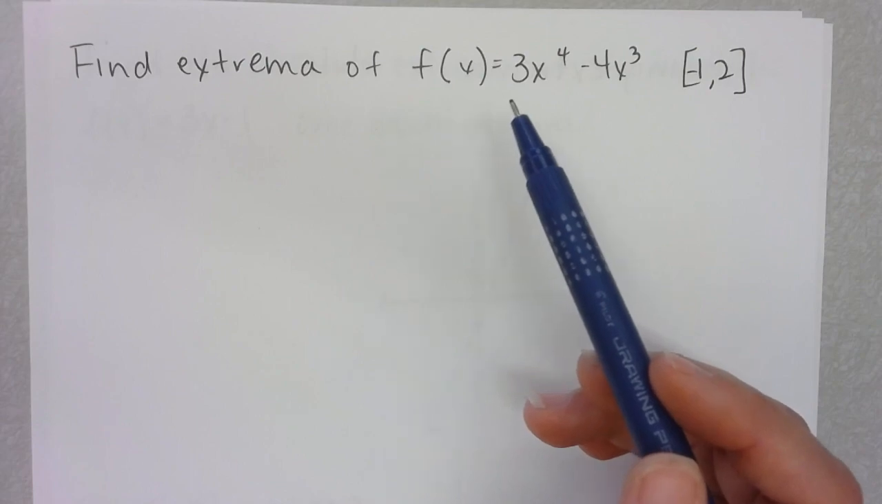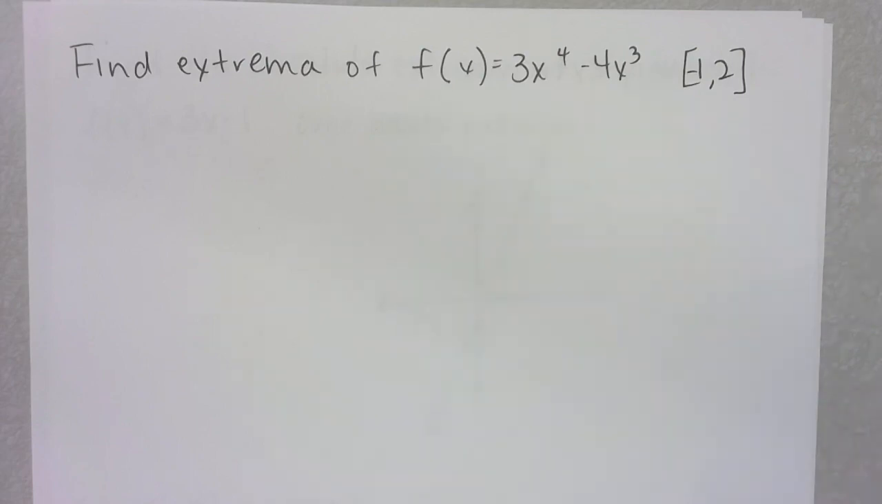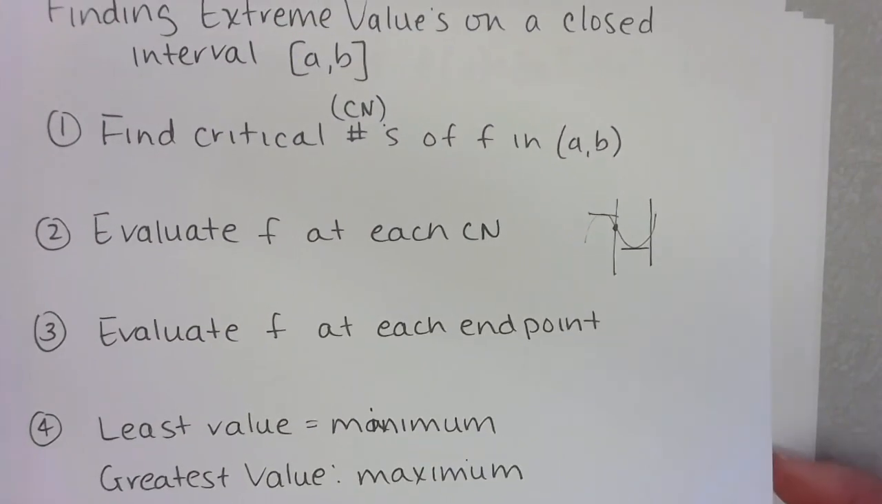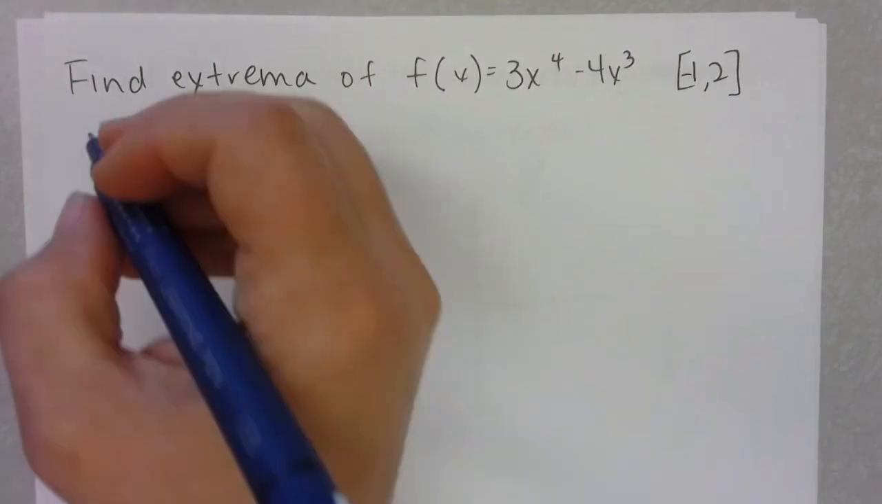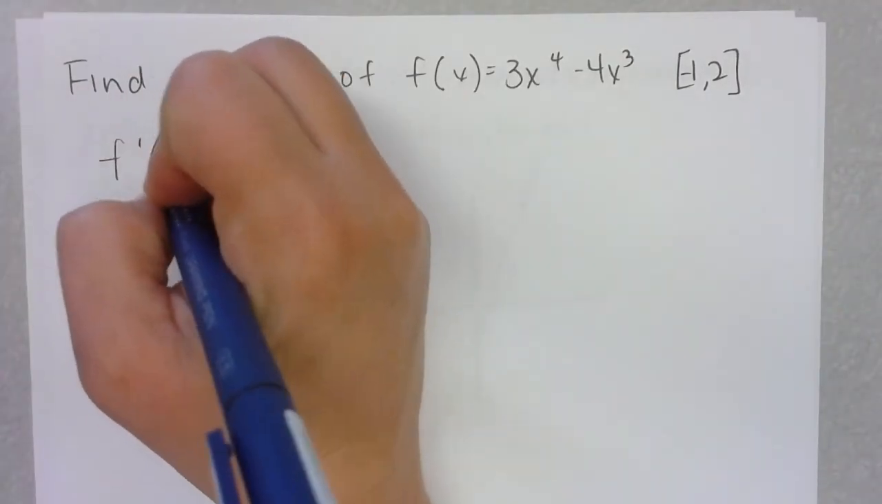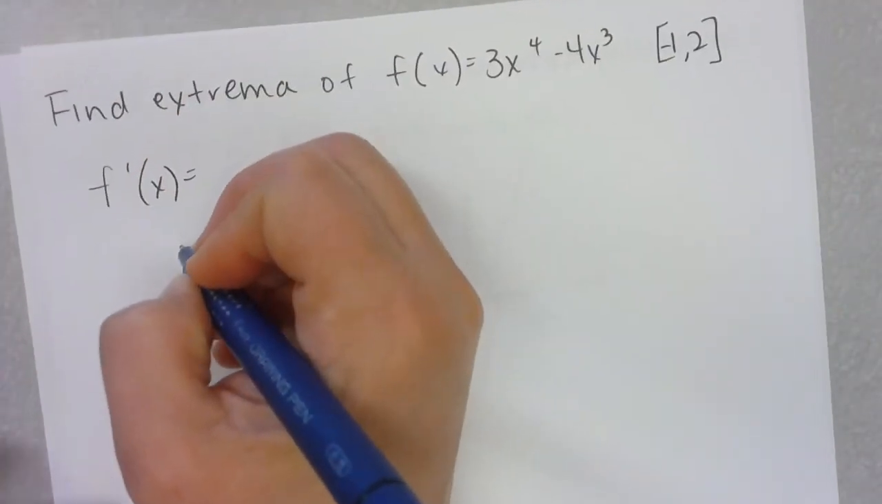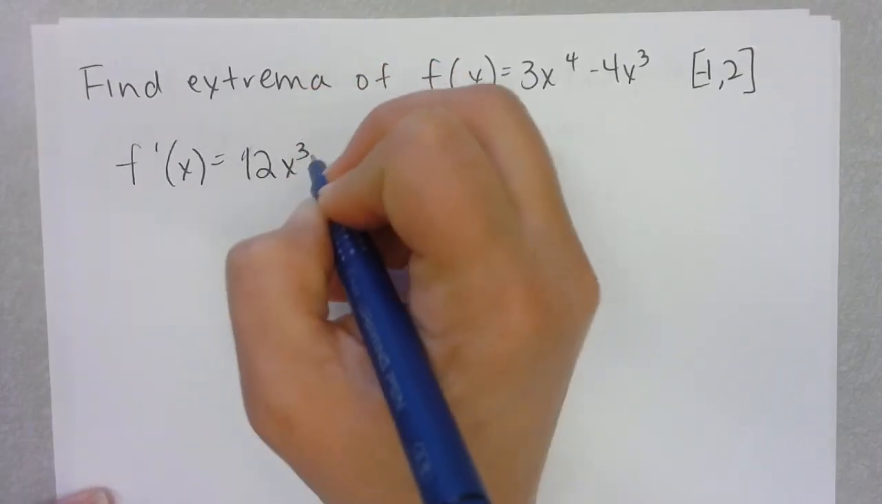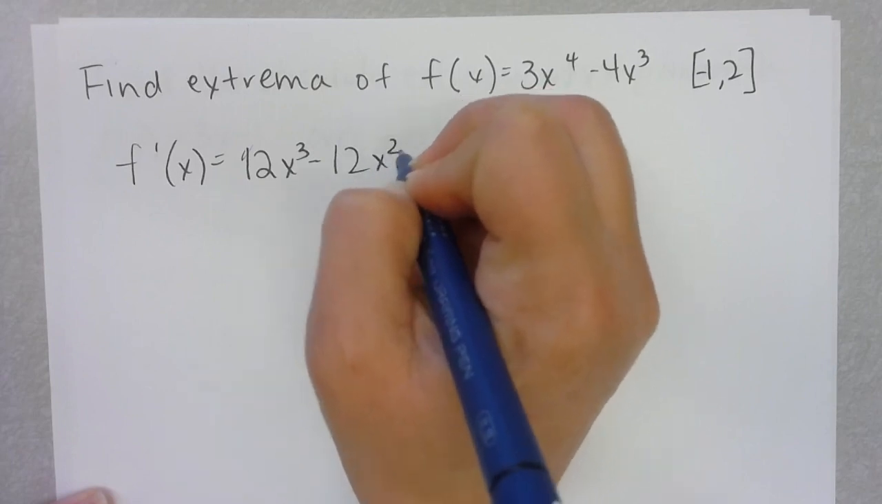So f of x is 3x to the fourth minus 4x cubed. All right, so my instructions tell me to first find the critical numbers of f in AB, which means I need to find f prime. So I have f prime of x, which is equal to, so I'm just going to use my power rule here, 12x cubed minus 12x squared.